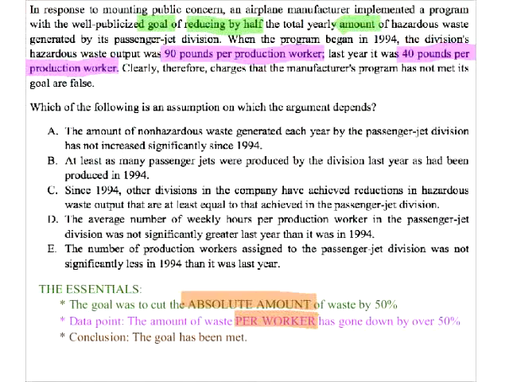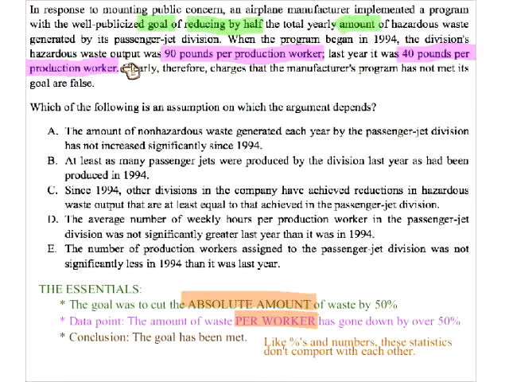These, as with percentages and numbers, these statistics don't comport with each other. So what you need to do is figure out what the argument is assuming, and think about what kind of statistics would break this relationship. This is pounds per production worker.